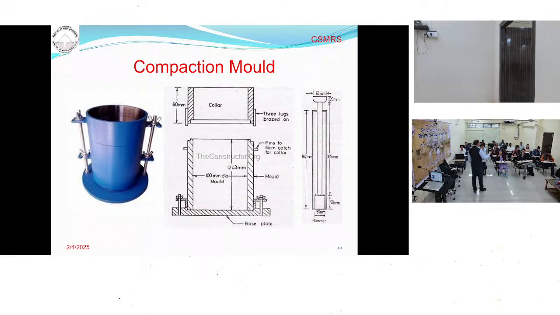Increment means suppose you have taken 3 kg, add 3%, 2% water, and again mix it thoroughly, and do the same process. Determine the moisture content. In that way, you carry on until, initially, as you add the water, the weight of the mold is increasing. But after a certain time, the weight of the mold starts decreasing.